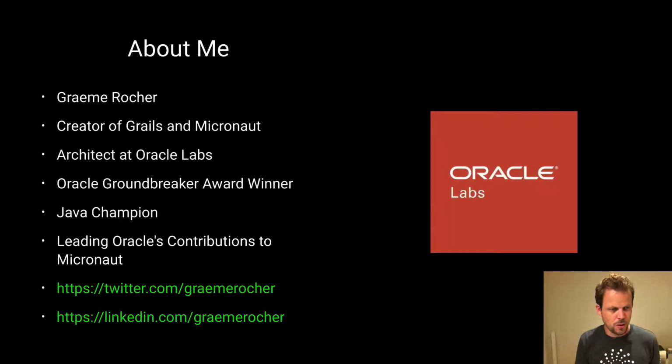My name is Graeme Rocher. I am the creator of a couple of pretty well-known frameworks in the Java space called Grails and Micronaut. I'm also an architect at Oracle Labs, where I work with the GraalVM team to make Micronaut better every day on native image. Before that, I won an Oracle Groundbreaker award for my work on open source. I'm a Java champion, and I'm currently working to lead Oracle's contributions to Micronaut.